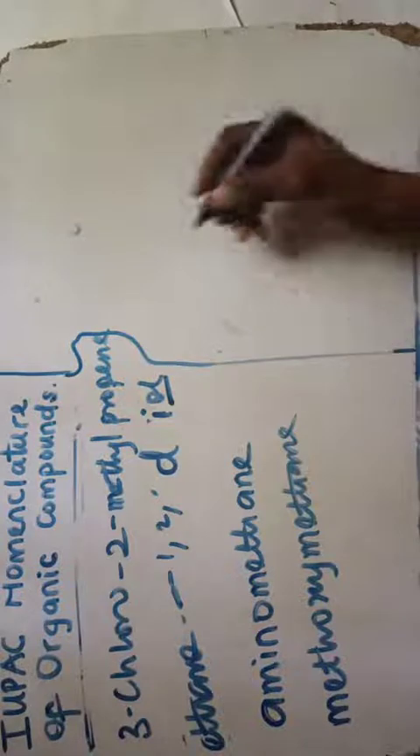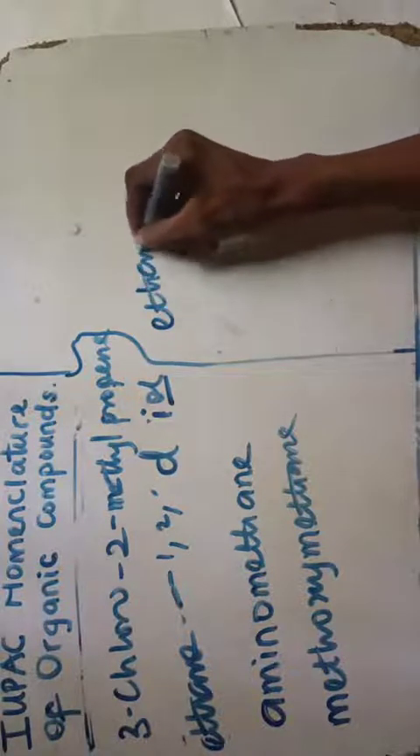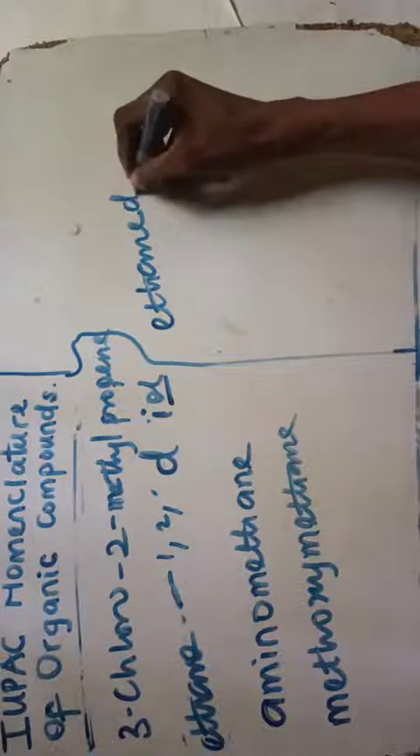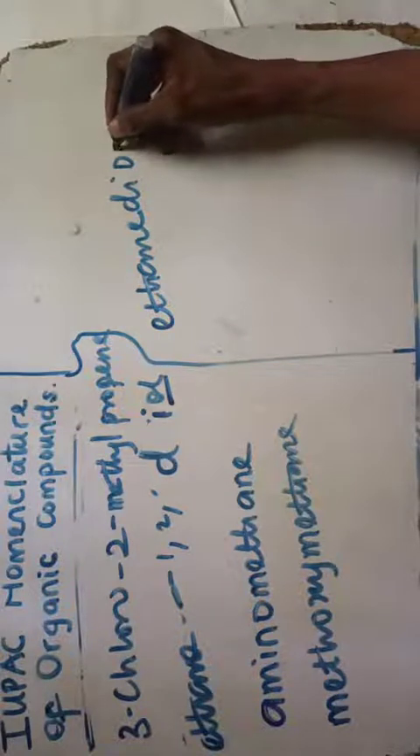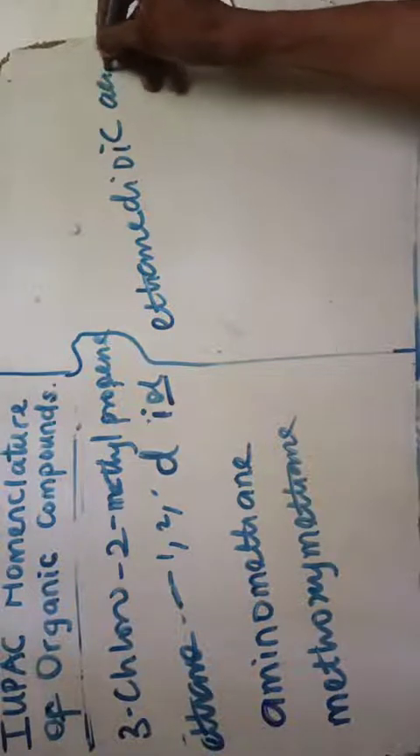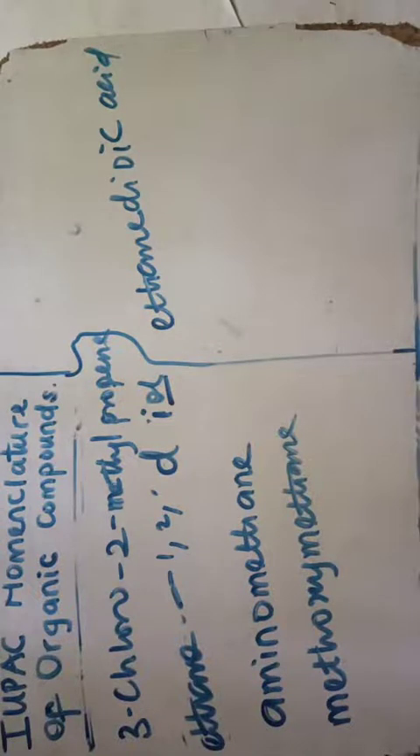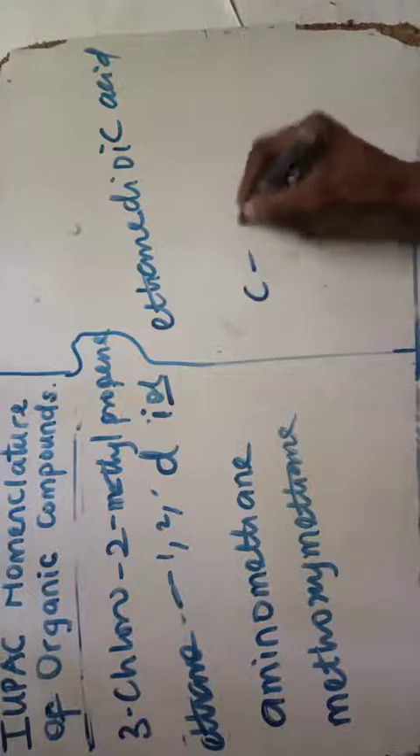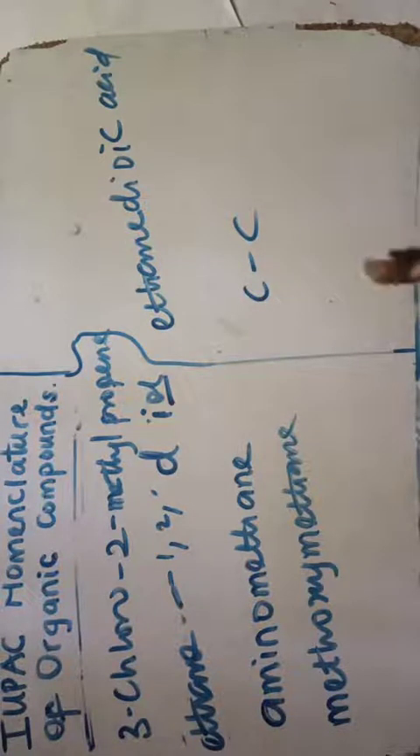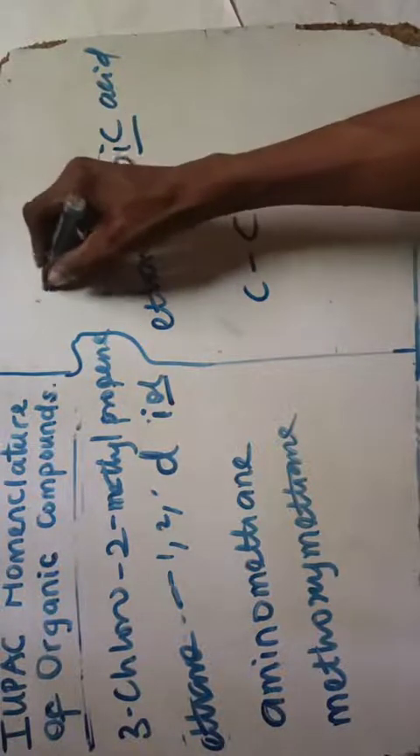Okay, what about this example? Consider this example: let's say you have ethanedioic acid. Ethanedioic acid is very simple. You just name it. Ethane is 2 carbons, 1, 2. But you need to know the functional group. The functional group is what? Oic, and oic is what?